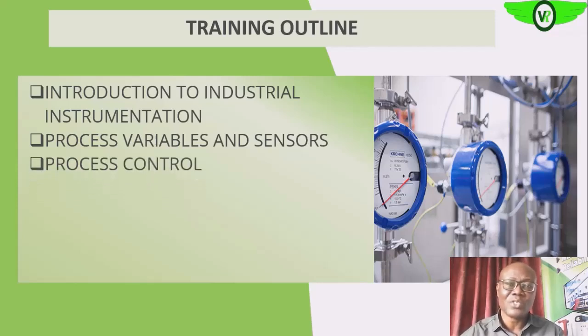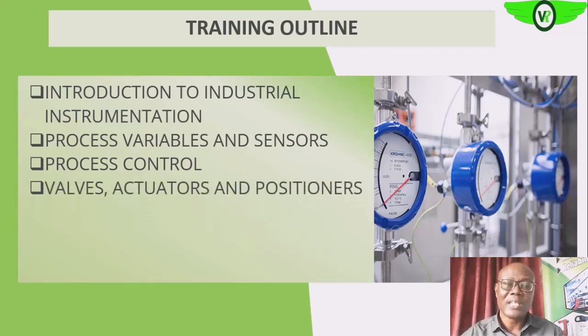Then we are going to see process control, the three basic types of process control that we have. We are going to look at them briefly. And then we are going to look at some of the components of our process instrumentation. So we are going to look at the final control element, valves.